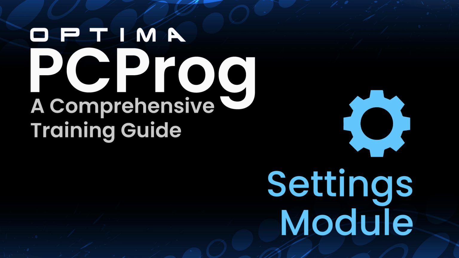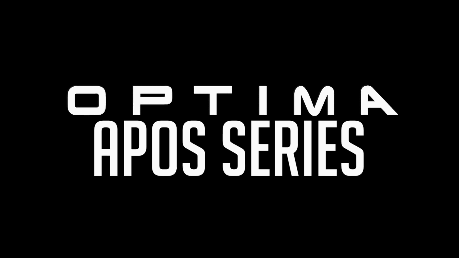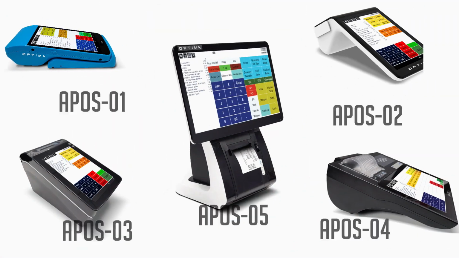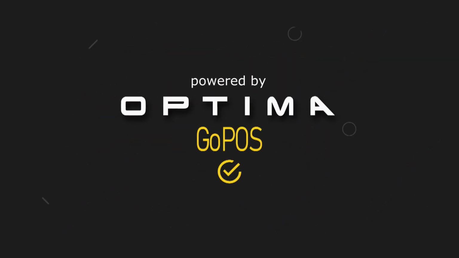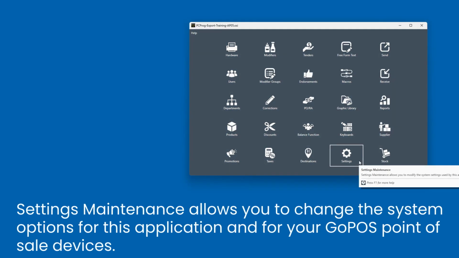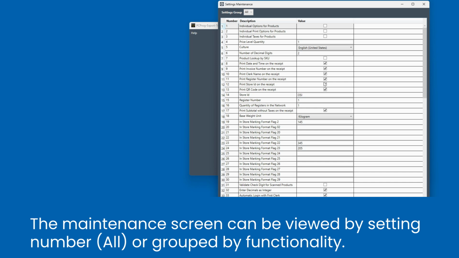In this video, I'm going to explain each of the setting options available to you right after this. Settings Maintenance allows you to change the system options for the application and for your GoPOS point of sale devices. The maintenance screen can be viewed by setting number, all, or group by functionality.